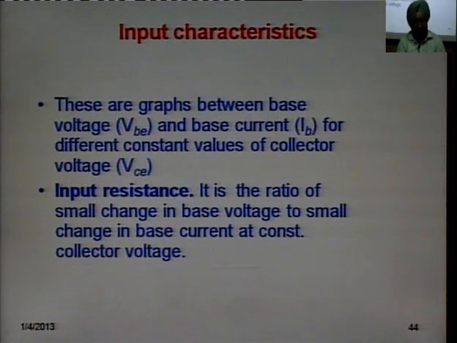Input resistance, the ratio of small change in base voltage to small change in base current when you keep the collector voltage constant, is what is called input resistance.